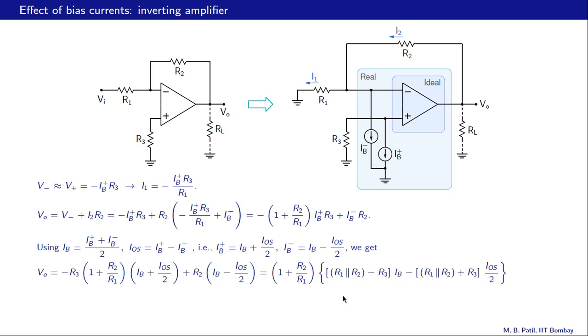Now in this equation, we have this 1 plus R2 by R1 outside the curly brackets, and within the brackets we have two terms, one involving IB and the other involving IOS by 2. And now what we can do is to take advantage of this minus sign here, choose R3 to be equal to R1 parallel R2, in which case this entire first term will vanish, and that will surely lead to a much smaller output voltage. Let us see what that is.